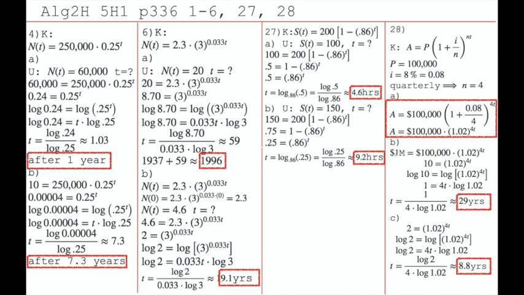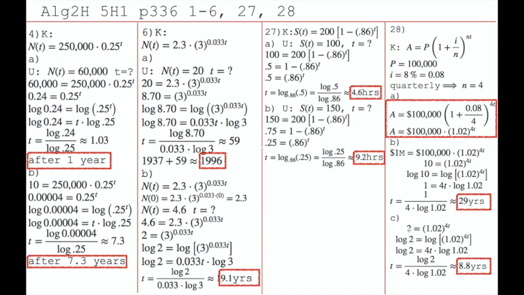is when they want to know you're going to have a million, and so you divide both sides by 100,000, and you get 10 on the left-hand side is equal to this. Take the log of both sides, move the exponent out, you get 4t. Oh, by the way, log of 10 is 1, just like log of 100 is 2, log of 1,000 is 3, log of 10 is 1. Divide both sides by log of 1.02, and you get this, which is about 29 years.